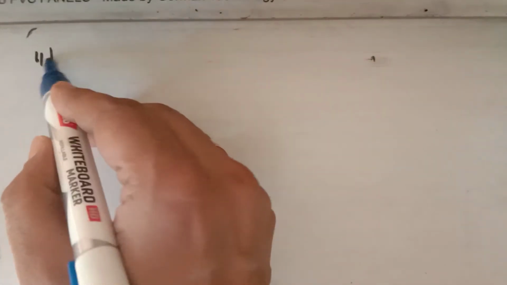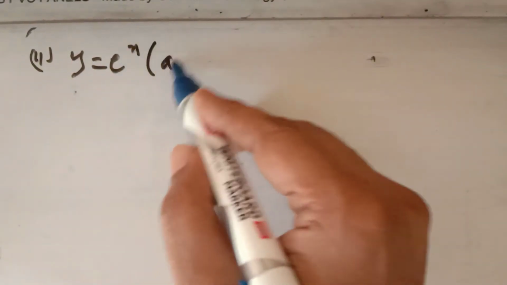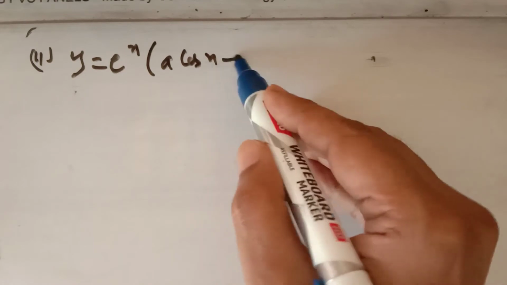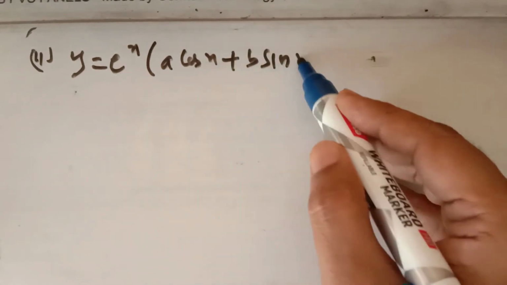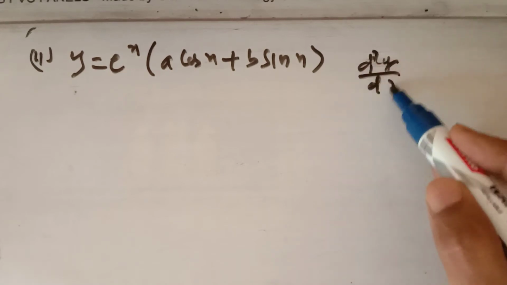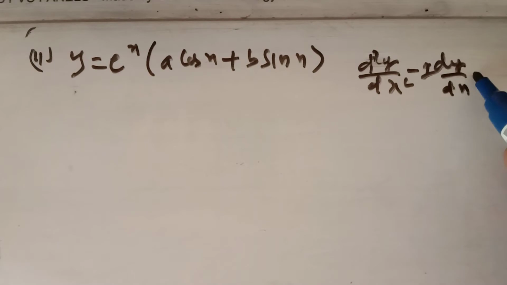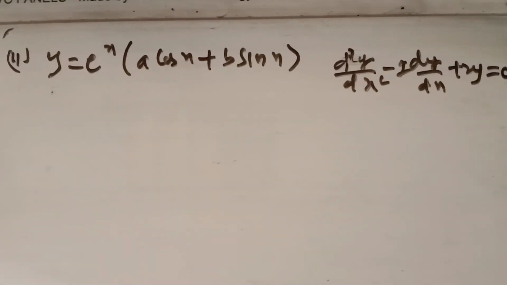Similarly, you have to prove the second part, in which it is given that y is equal to e to the power x into (a cos x plus b sin x), and you have to prove that the second derivative minus 2 times the first derivative plus 2y equals 0. This you have to prove equal to 0.